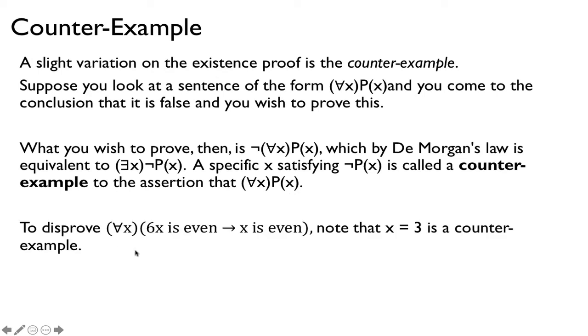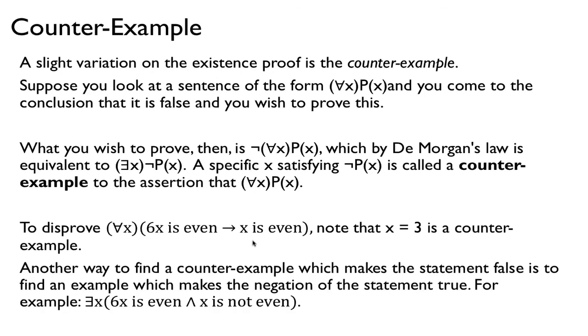So for example, here's a statement: for all x, 6x is even implies that x is even. If I want to disprove this, we can come up with one example so that this is not true. And so, for example, here's the counterexample. If x is 3, then 6 times 3 is even, but 3 is not even. So this would be a counterexample.